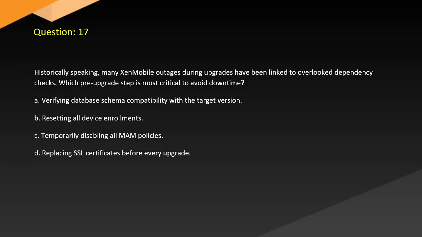Question 17. Historically speaking, many XenMobile outages during upgrades have been linked to overlooked dependency checks. Which pre-upgrade step is most critical to avoid downtime? A. Verifying database schema compatibility with the target version. B. Resetting all device enrollments. C. Temporarily disabling all MAM policies. D. Replacing SSL certificates before every upgrade.